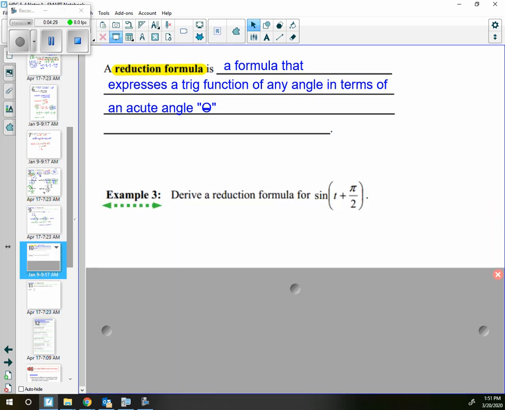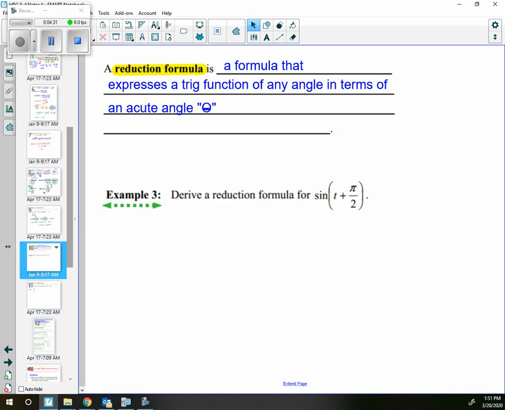So let's talk about what that means for something like this. The angle that you have is t plus pi over 2, which is an angle bigger than pi over 2 because we're adding to it, right? Reduction formula just means use the sum and difference formulas that we know, write out what that means, put in any values that you have, and see what it would be equivalent to. So it's really just evaluating and using your sum or difference formula.